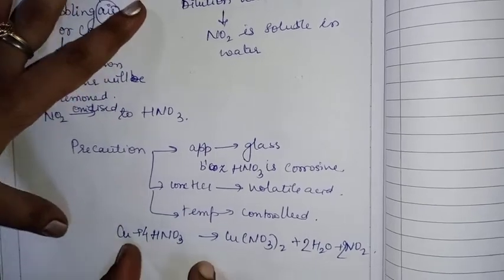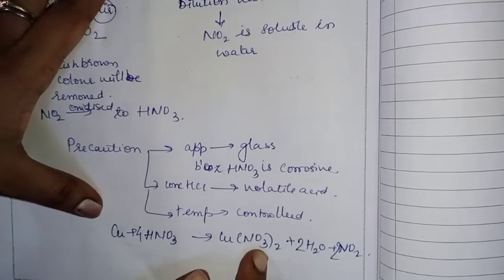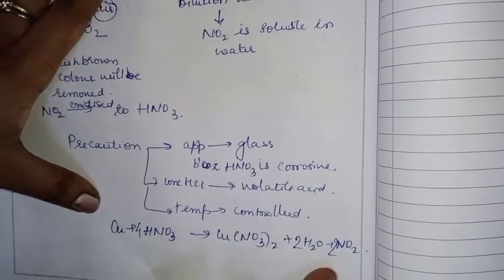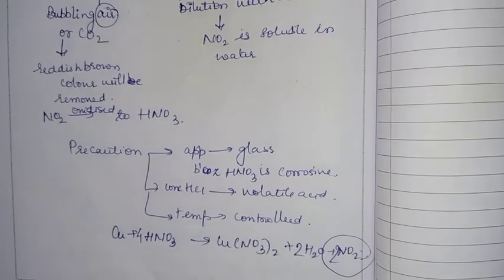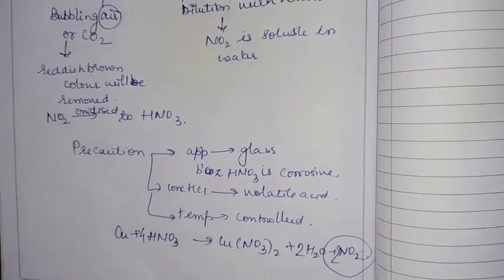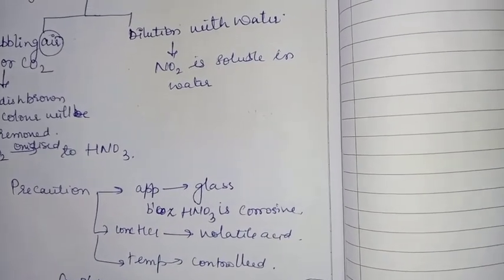This is the confirmatory test. When you treat nitric acid with copper turnings, it will give you copper nitrate, water and nitrogen dioxide. So reddish brown gas will come out. That means the acid collected here is our nitric acid. I hope that you have understood. If you have any doubt, then you can ask.